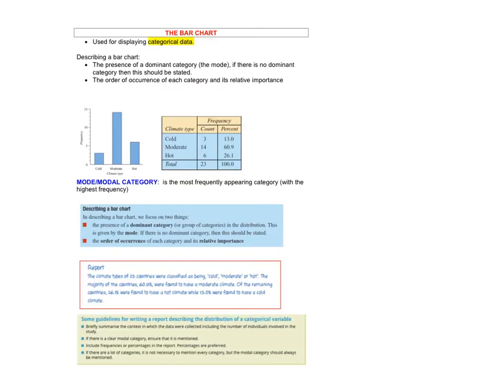Alright, so we can use a frequency table and we can also display it in a bar chart. If you notice, a bar chart has these gaps here. So there are gaps between the columns, that's a bar chart. And a bar chart is good for describing a dominant category. So we would have looked in here.